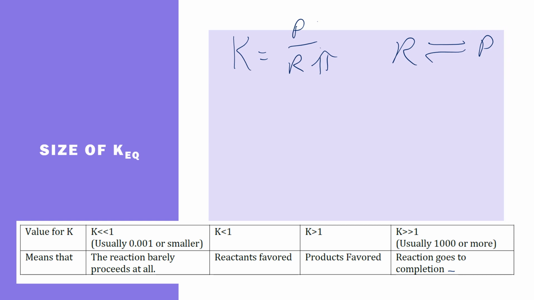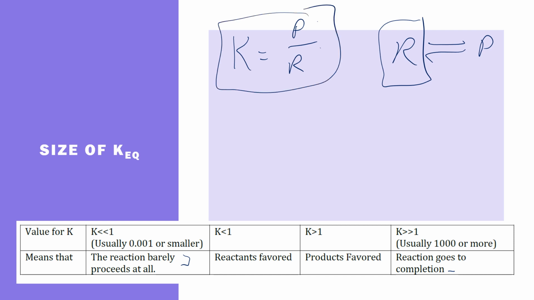When you have a value of K that's very, very small, so 0.001 or smaller, that means you have almost entirely just reactants present. You might have a few particles of the products present, but very, very few. So the reaction barely proceeds at all in the forward direction. So again, I think it's useful to either write your expression out all the way, or at least write this little cheat sheet so you can see that products are on the top, reactants are on the bottom, and you can see how that affects your ratio depending on whether you have more reactants or more products.